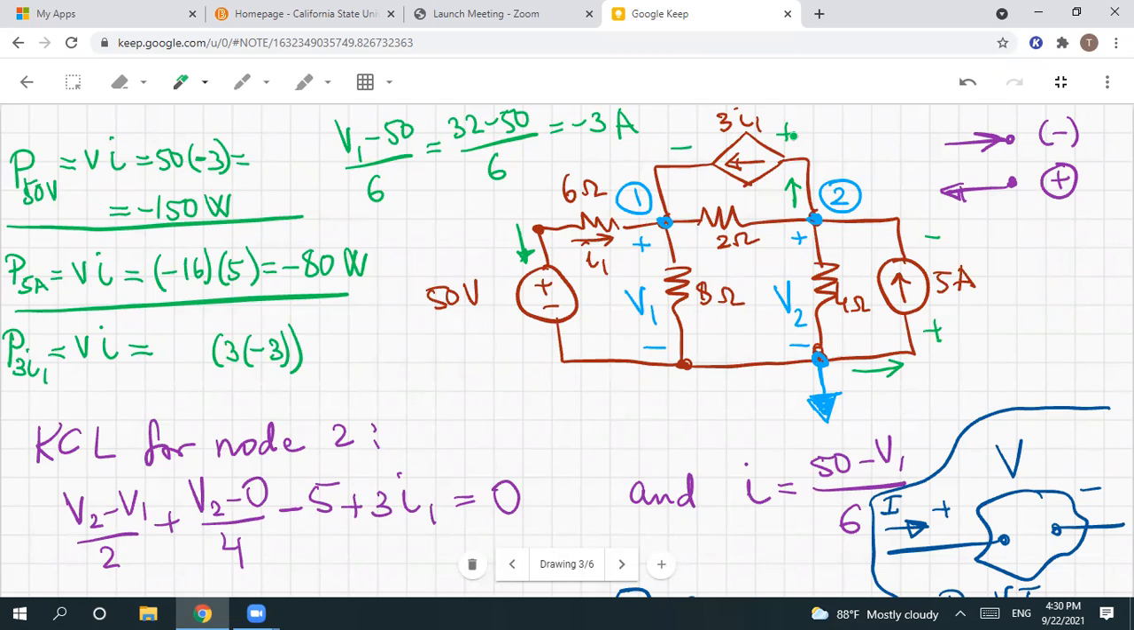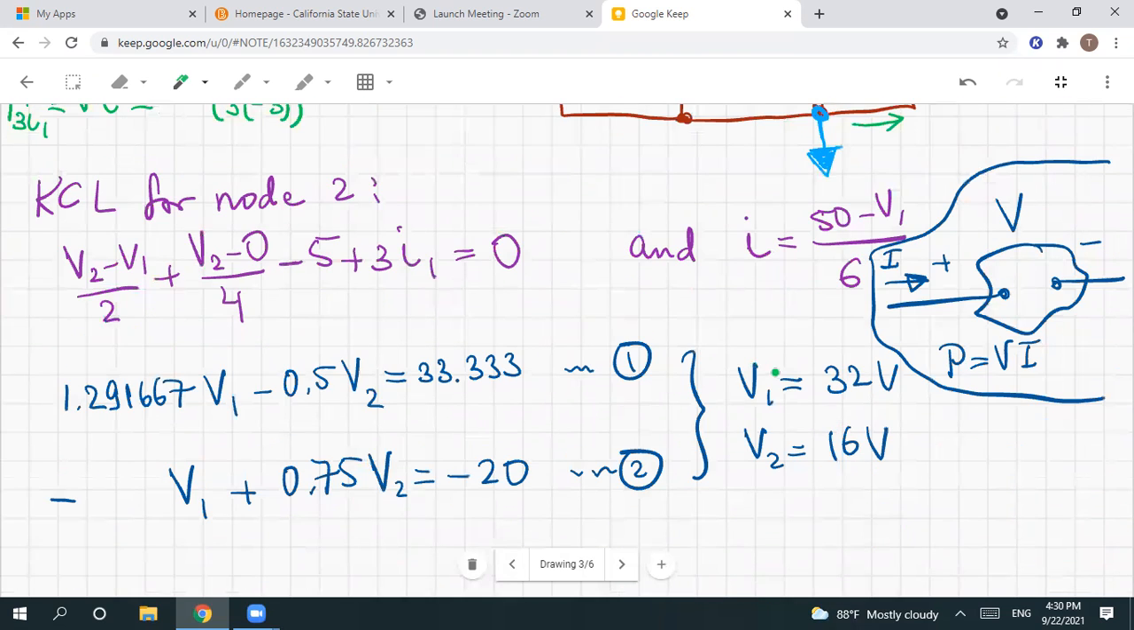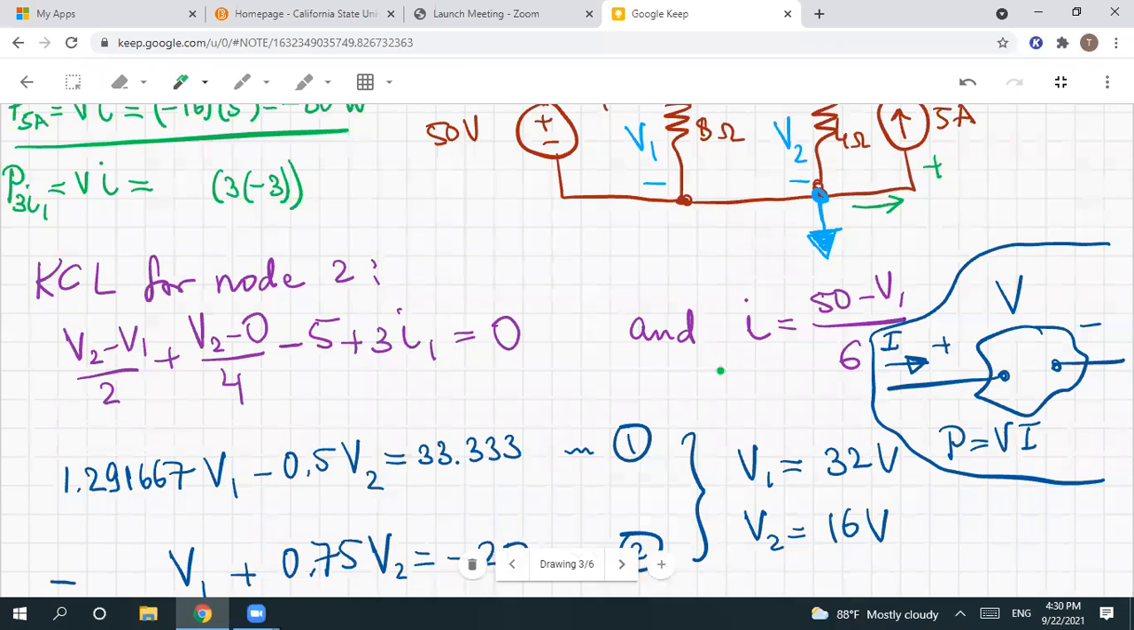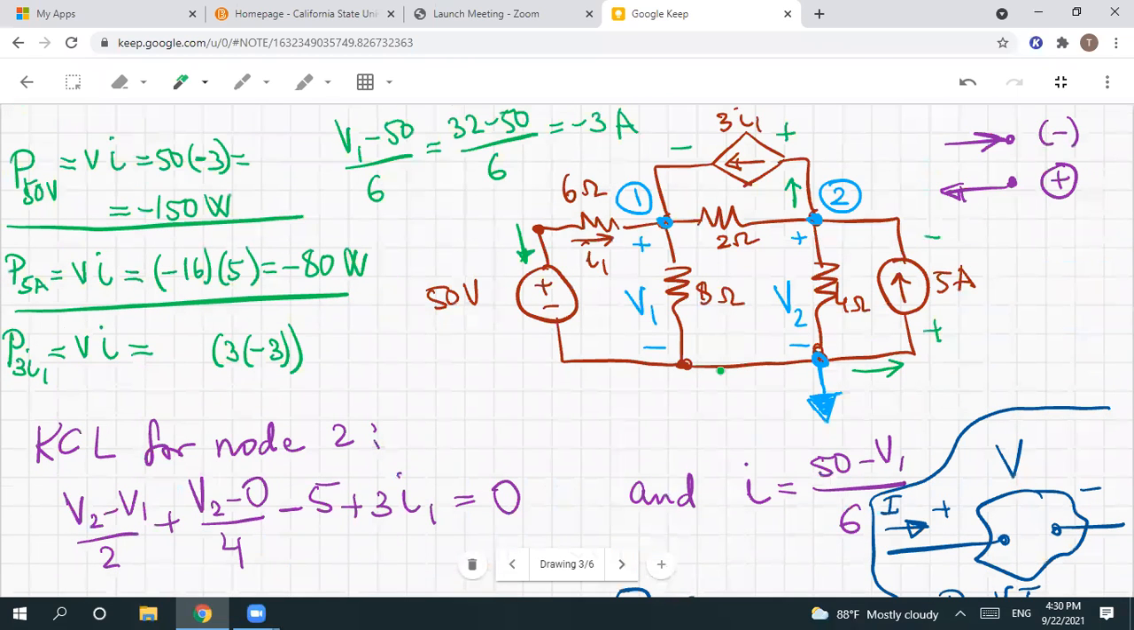And the voltage will be V2 minus V1, because the positive polarity is here and the negative polarity here. V2 minus V1, V2 16 minus 32, it will be negative 16, right?